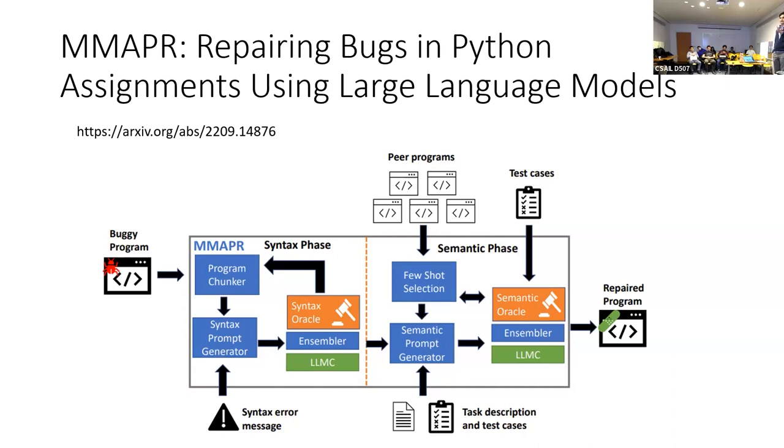I think that's the neat part of this project, that you have all these things you would never have in real developer settings. You might have a task description, where someone has probably written a little blurb about what they're trying to do. You probably have test cases, but things like peer programs that are solving the exact same task, probably not.